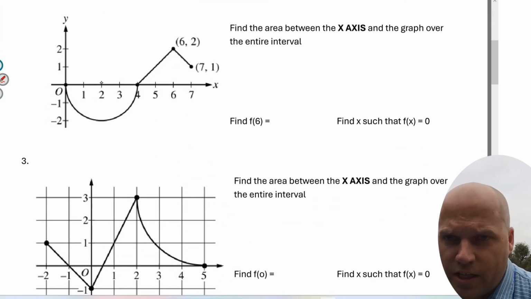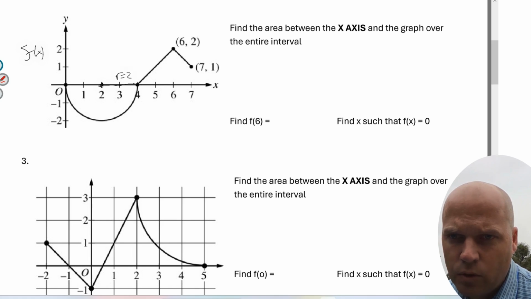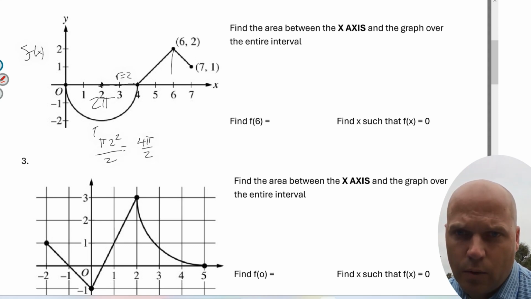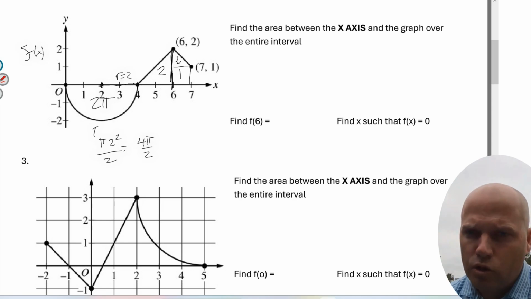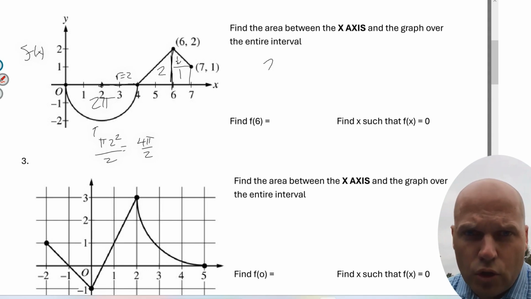Cool. Let's go straight into this. We can see this is a semicircle. We'll call this a function, f of x. This is a semicircle. We have a radius of 2, which means this half semicircle is a half of pi r squared. So pi times 2 squared divided by 2. So that's 4 pi divided by 2. So that's 2 pi here. Here we have this triangle, which is a base of 2, height of 2, which is 2. And then we have this rectangle slash square and this triangle. So I have 2 pi plus 3.5.